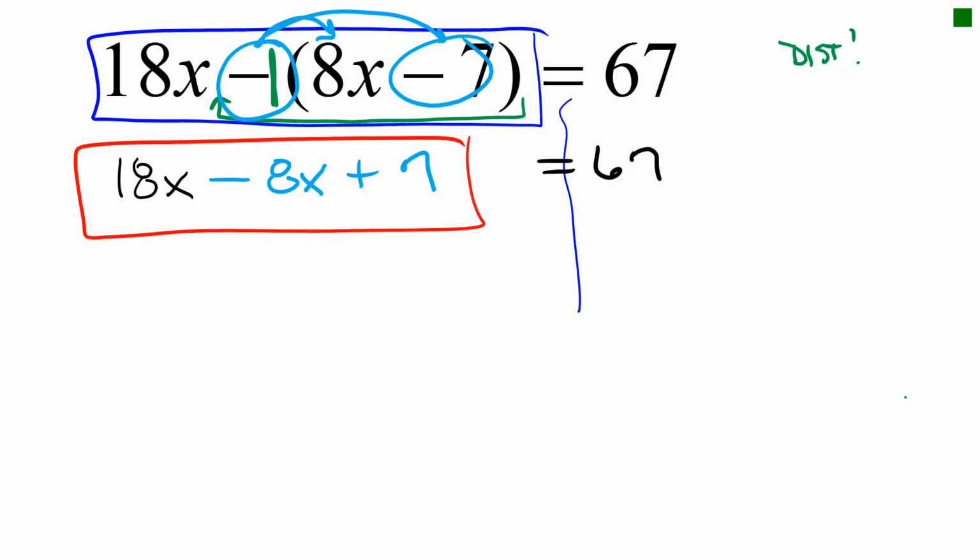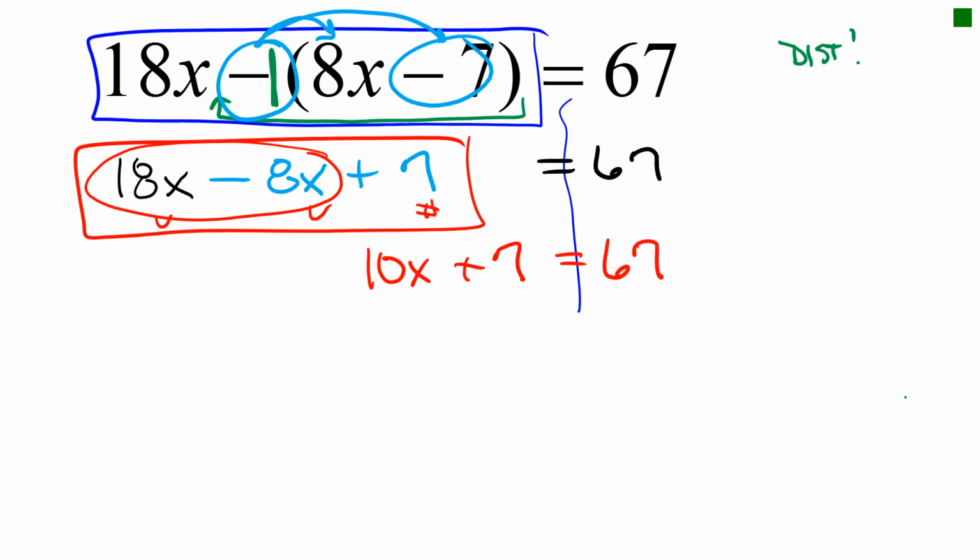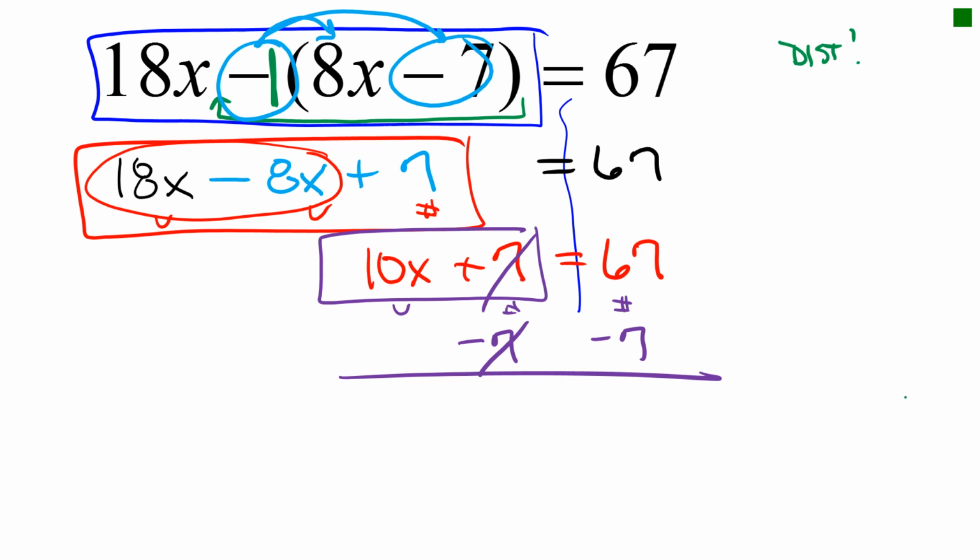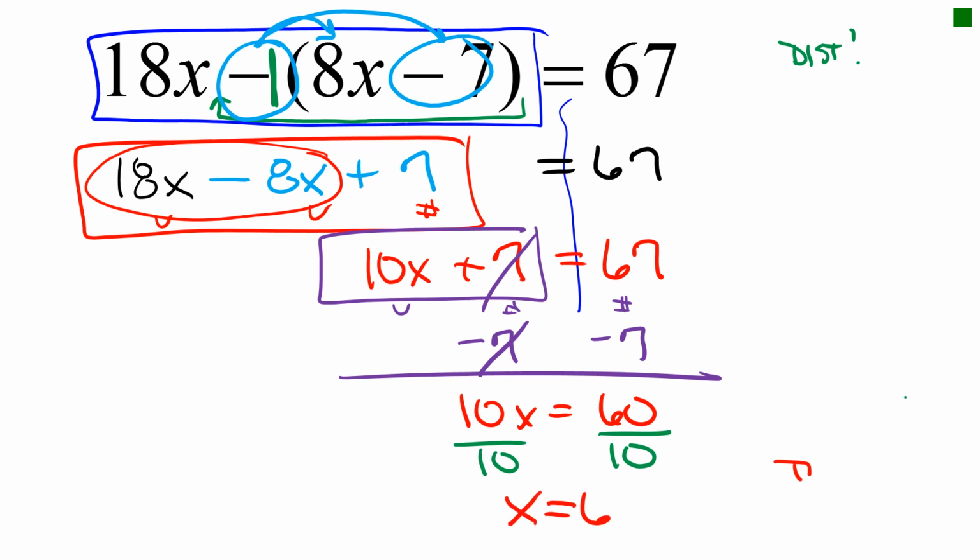Over here on the left-hand side, I've got variable, variable, number. So I'm putting the two variable terms together. 18x minus 8x is 10x, and I still have plus 7, and it equals 67. We're down to our two-stepper, variable, number, number. So I'm going to move the number by subtracting 7. 7 and negative 7 cancel. So I have 10x equals 60. Down to multiplication, divide by the coefficient, which is 10, x equals 6.